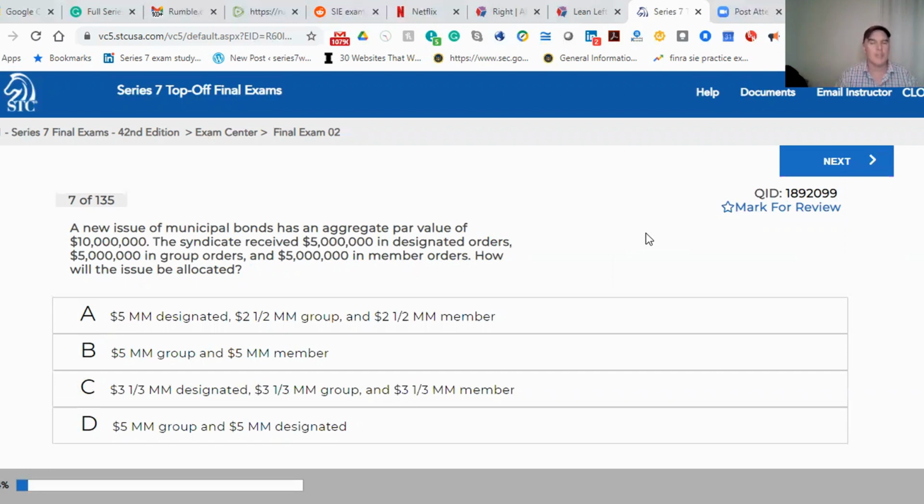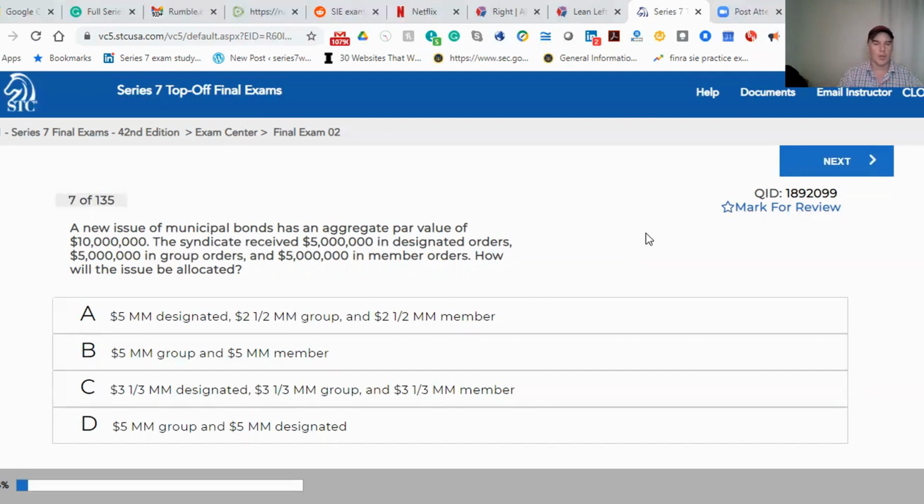PGDM, Pretty Girls Drive Mercedes. Or if you don't want to go that way, pro golfers don't miss. Or, if you're religious, as my friend said before he went in, please God deliver me. So what does that mean? Pre-sale, group, designated, member. That's the priority of orders.